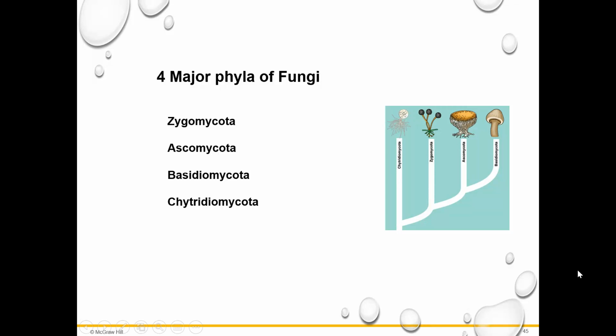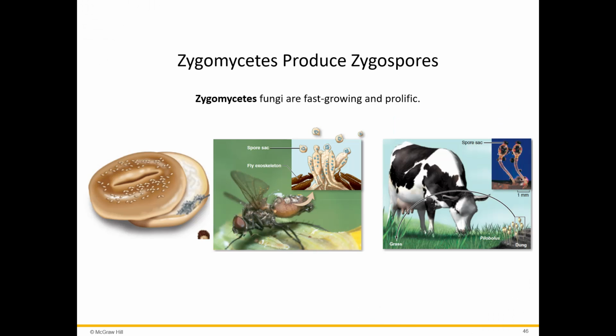In this section, I'm going to talk about some major types of fungi, and then I'm going to talk about some select fungal pathogens. So there's four major phyla of fungi: Zygomycota, Ascomycota, Basidiomycota, and Cryptococcus. Zygomycota, also known as the Zygomycetes, produce zygospores.